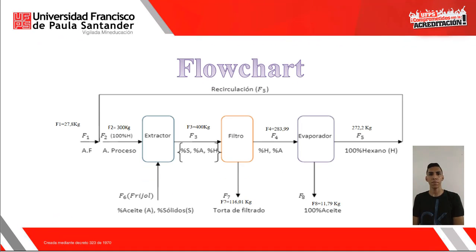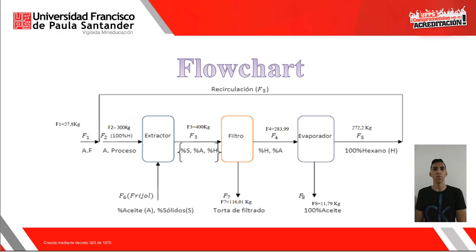In the flowchart, we are going to label the streams with a letter F and a number. In the flowchart, we observe the streams that interact in the process. We call the main feed F1, which passes through a mixing point, where it's mixed with hexane before entering the extractor, where another feed F6, which is beans and is composed of oil and solids, also enters.